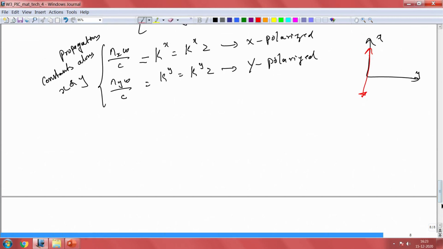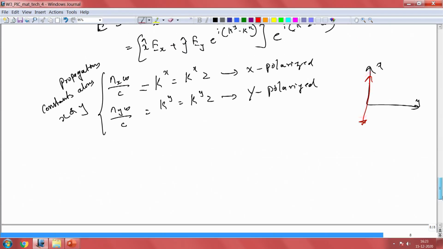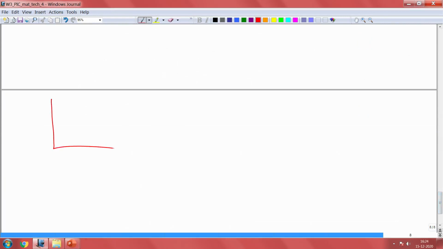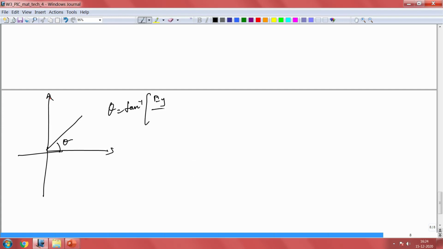So, if we take a very simple field, and I put it at a certain angle theta, what will happen? Let us say, what is this angle? So, theta is nothing but tan inverse of E y over E x.